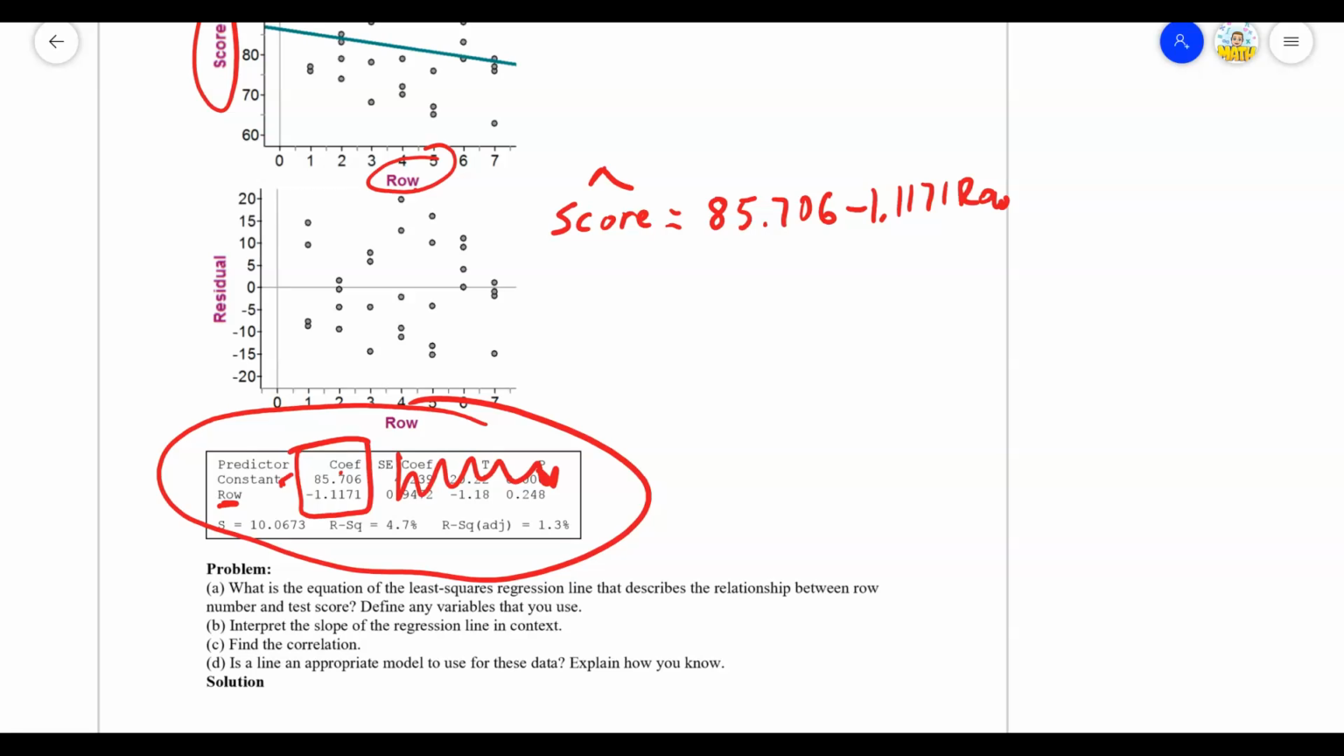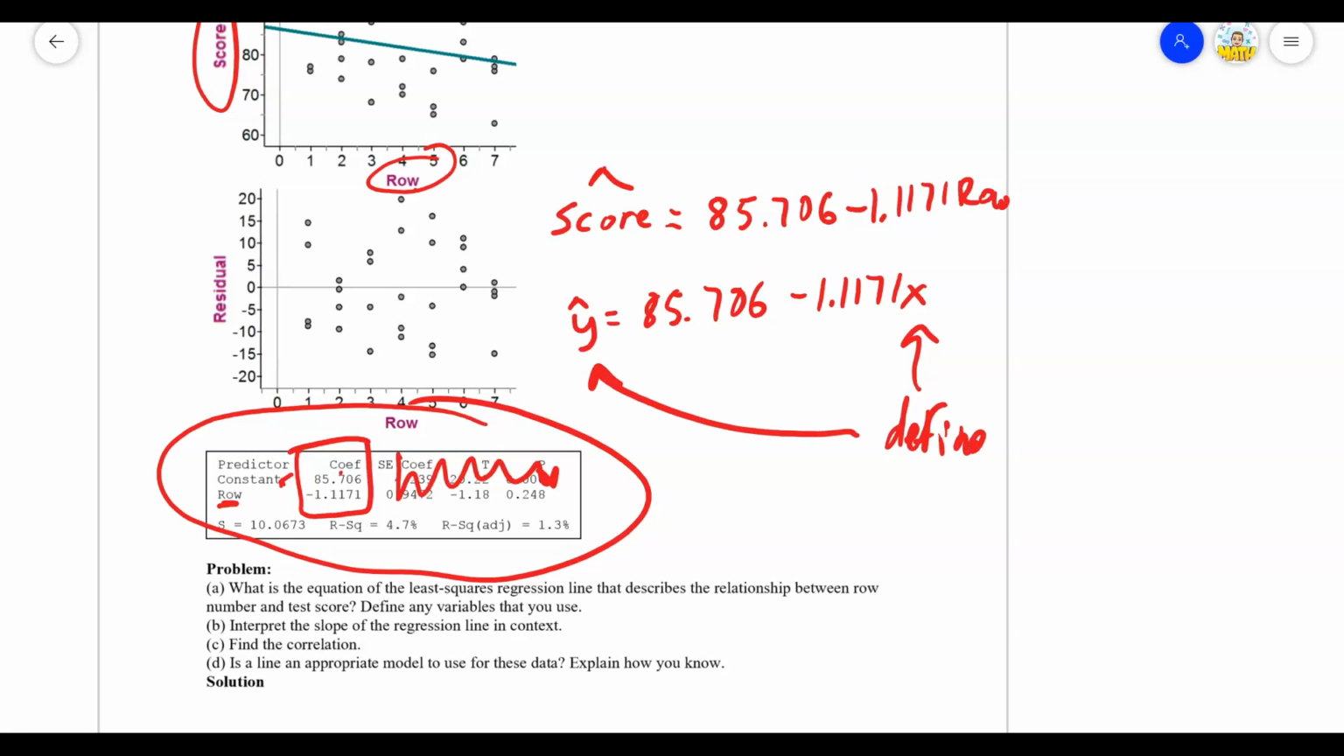Notice I don't like to use x or y. If I write y hat and I put x over here, somewhere I need to explain what x and y are. So be careful if you're going to say y hat equals 85.706 minus 1.1171x, that's fine, but you have to define these. You have to tell me what x and y hat are. So I just usually write them right in the equation, and then there's no confusion. Everybody knows what the purpose of it is. I'm predicting scores based on rows.